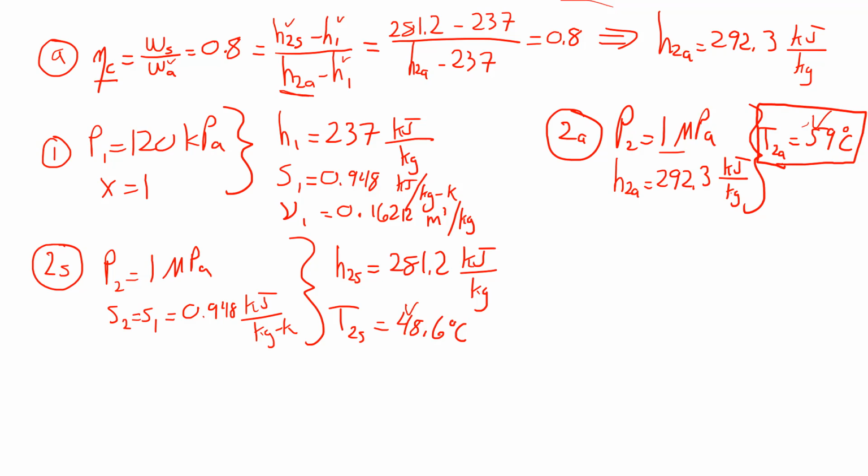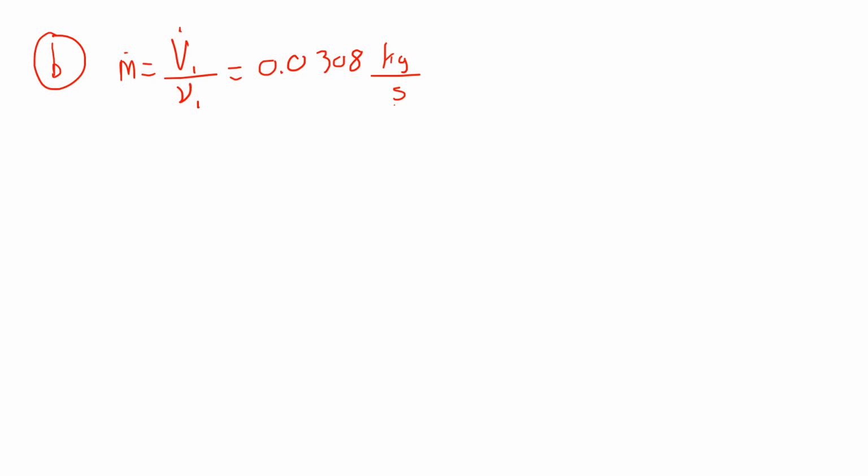We use that to find the mass flow rate. So if we're trying to do part B, we can get the mass flow rate. It's going to be the volume flow rate going in divided by the specific volume. We can get that the mass flow rate of refrigerant is 0.0308 kilograms per second.